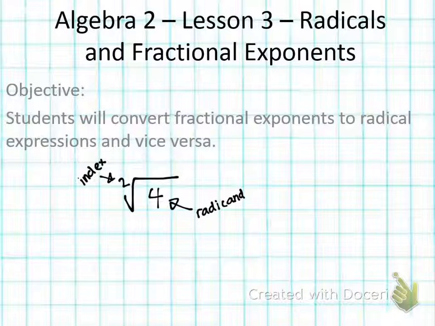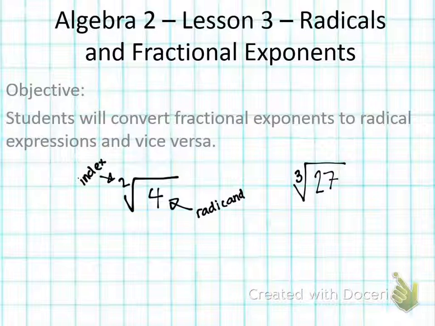What happens if the index is 3? Let's look at this one. You kind of looked at this yesterday. This is called the cube root. Think about this. What times itself 3 times will equal 27? 3. Good job. You remember that from homework last night, right? So 3 times 3 times 3 is 27, right?